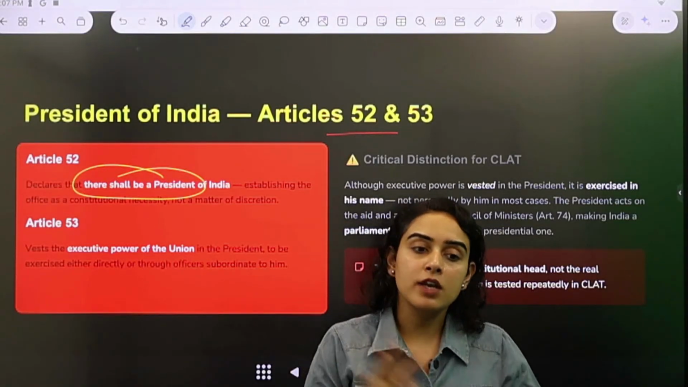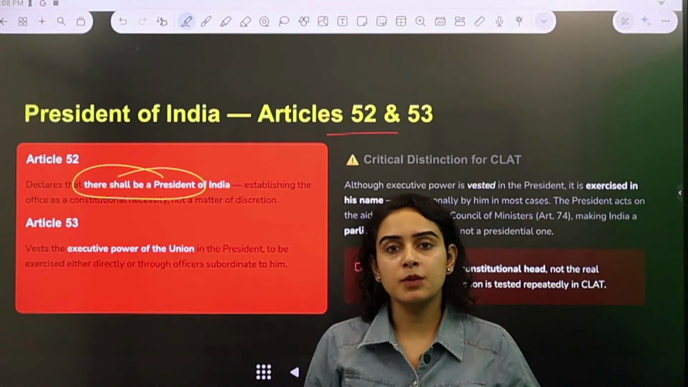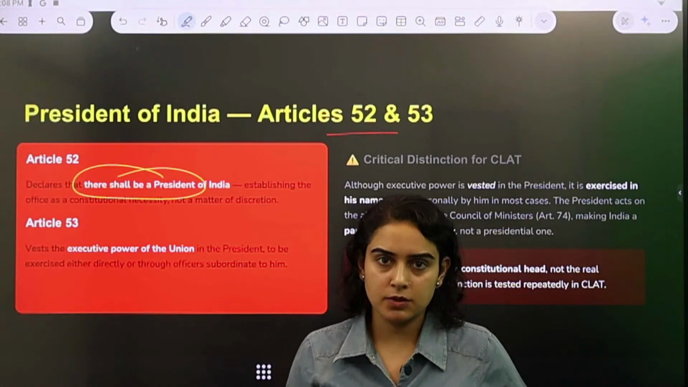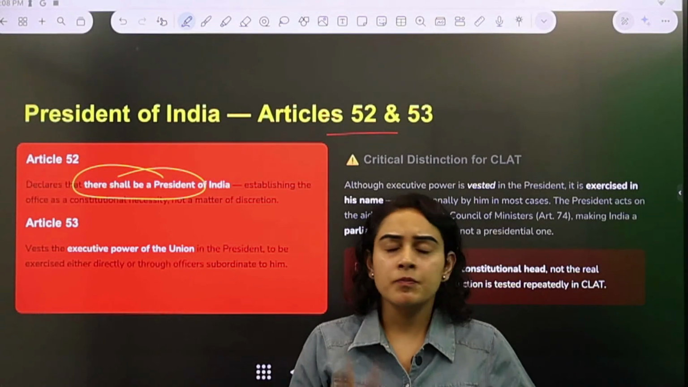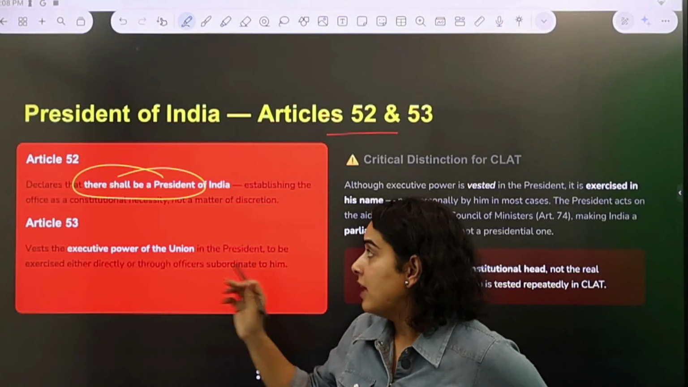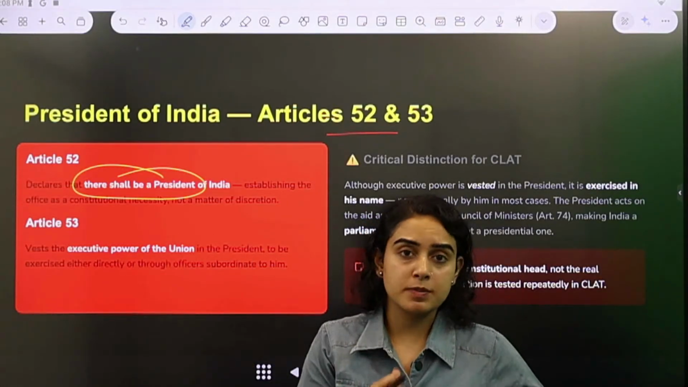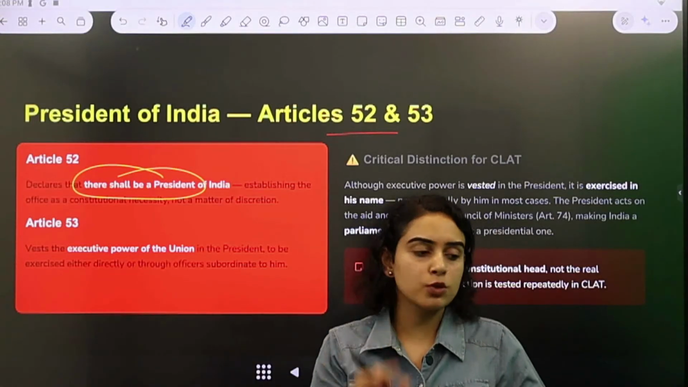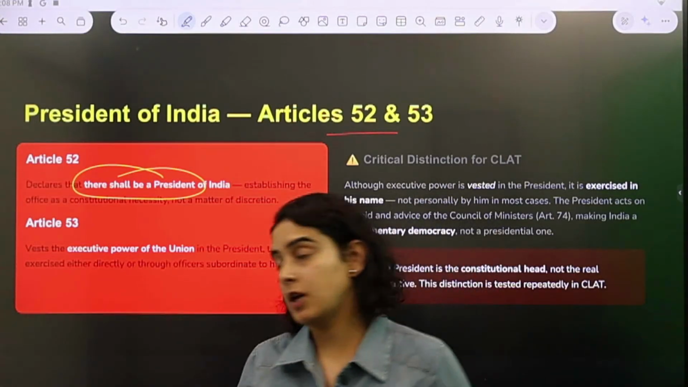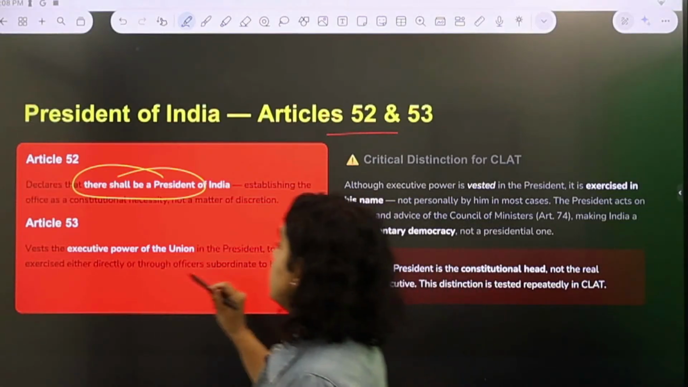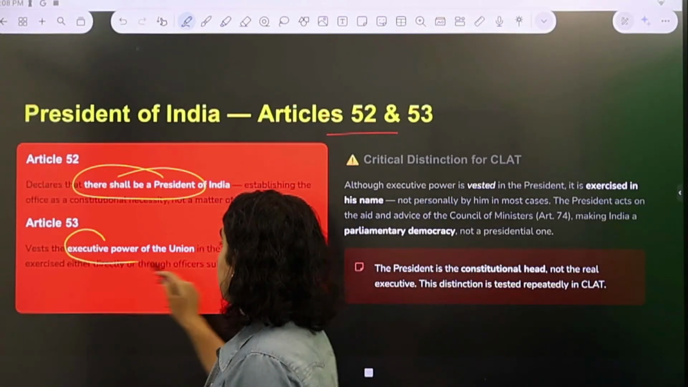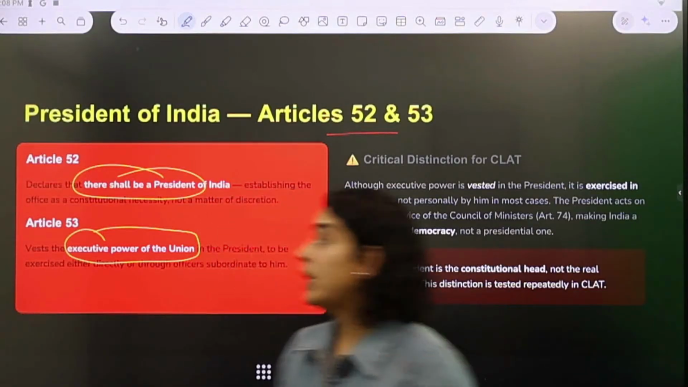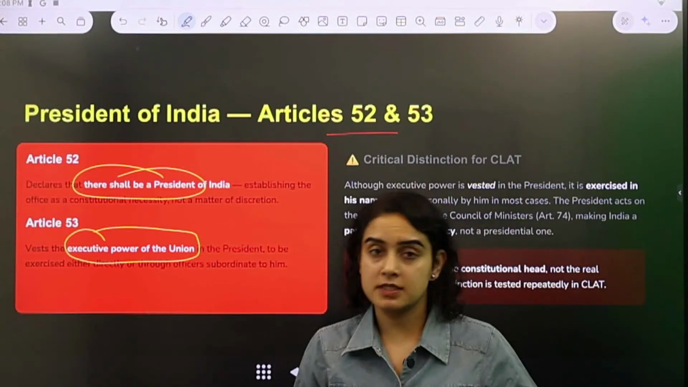So there can never be any situation in the country where there is no president. It doesn't matter what can happen, the president shall always be there. Presidents can change for sure, but there is always going to be a person who is going to be the president of India. Secondly, it says that the executive power of the union is going to vest in the president.